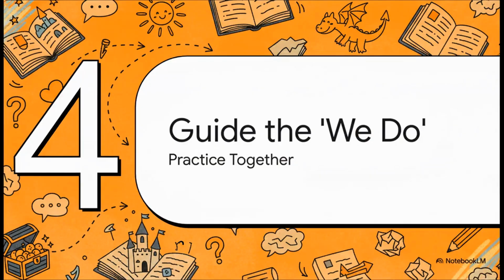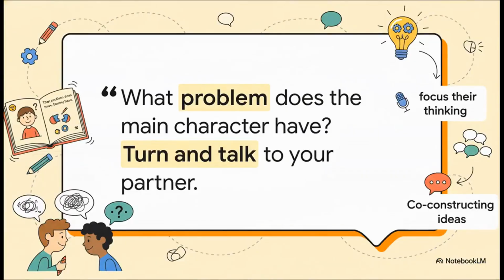Okay, we've set the stage with the character and setting. Now we invite the students to become co-authors with us. This is the we do, where we guide them as they create the heart of the story, the problem and the solution. And we're not just pulling questions out of thin air. We're using a super focused prompt, again, right from the evidence document. What problem does Sammy have?